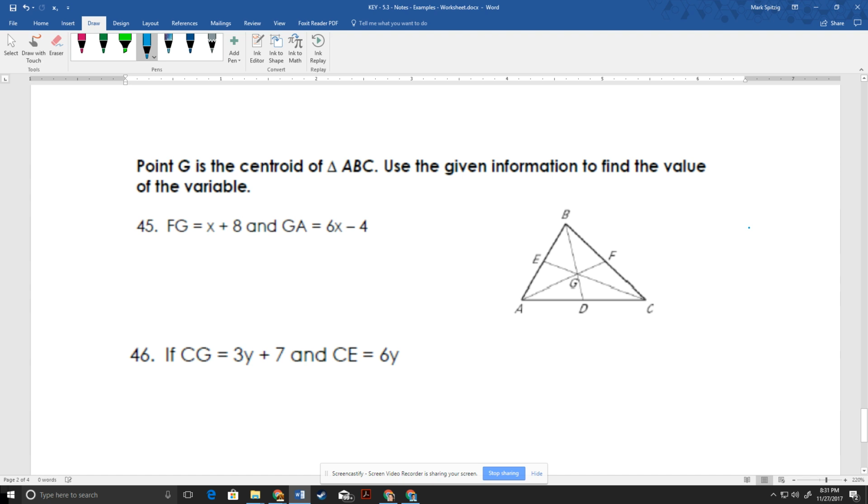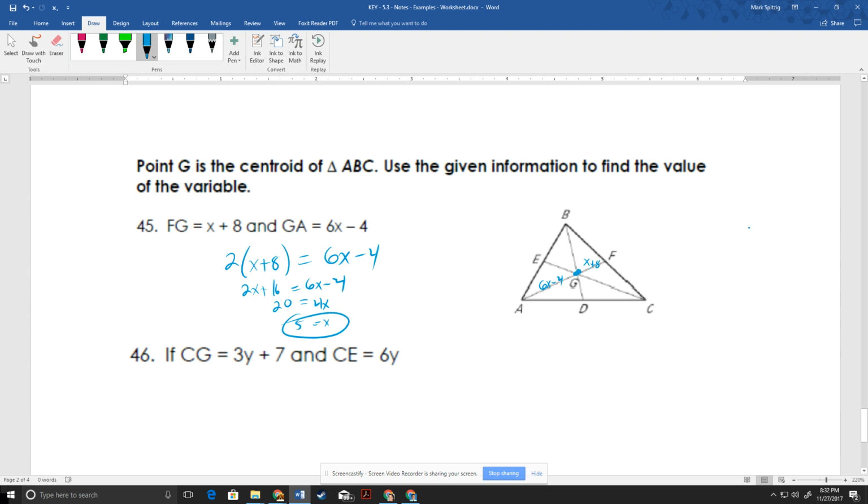All right, so we know that this is the diagram here. It says that FG is x plus 8. And this is 6x minus 4. And so what do I know? I know that twice this should equal this. In other words, 2 times the small piece equals the big piece. And so we can say 2 times the small piece, which is x plus 8, equals the big piece, which is 6x minus 4. And we can find x in this case. So we get 2x plus 16 equals 6x minus 4. And so we get 4x equals 20. And so we get x equals 5.